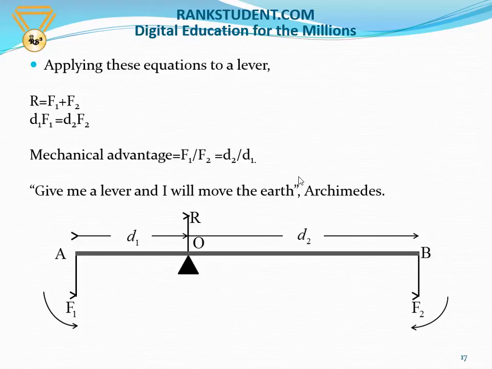The distance d2 and the distance d1 are related through mechanical advantage. Mechanical advantage is defined as F1 by F2 equals d2 by d1. No wonder Archimedes, the great Greek physicist, said it one time, reportedly, "Give me a lever and I'll move the earth." Makes sense theoretically, at least.